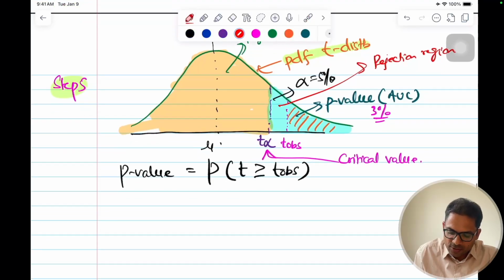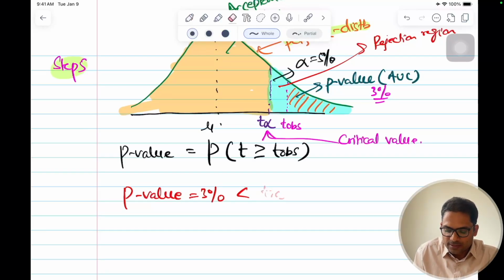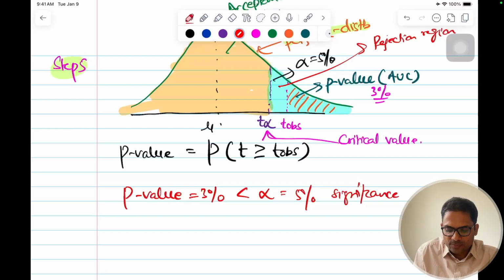So here, what is my P value? My P value is equal to 3%, which is less than alpha, that is my significance level, alpha equal to 5%. We have computed this now.